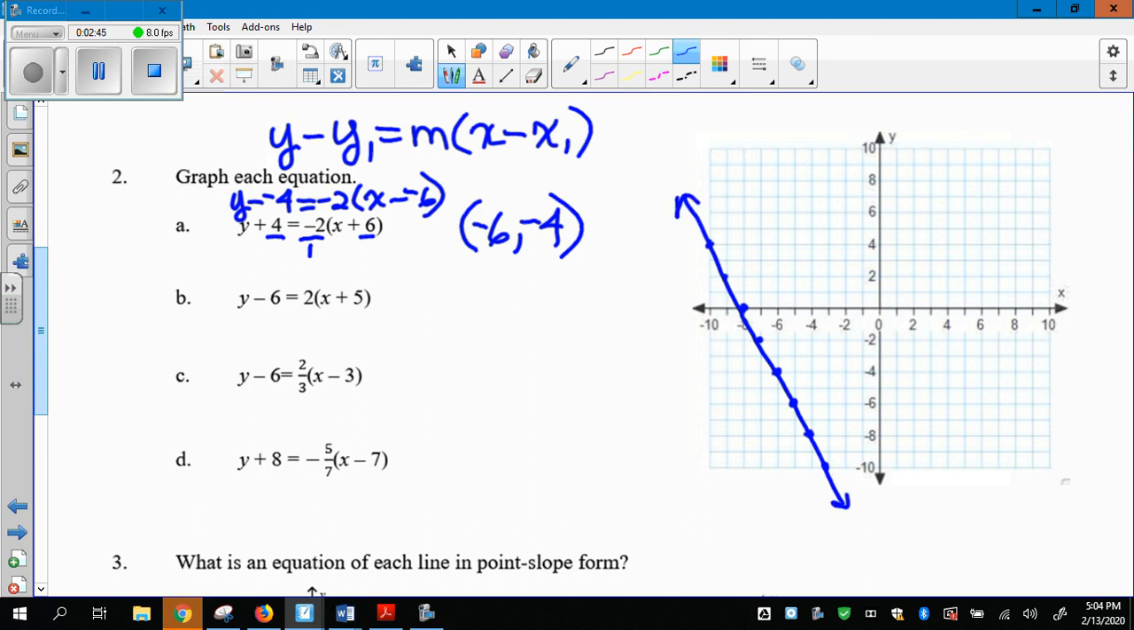Go ahead and, when you're doing your practice, put your other two lines on here. Maybe you want to label it. This one is A, so you remember which is which.